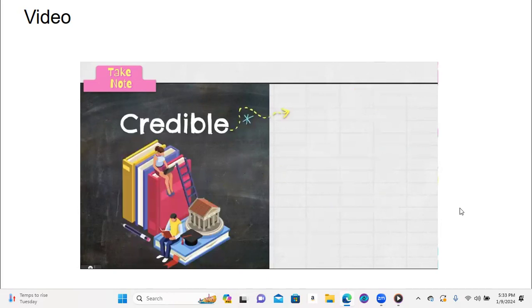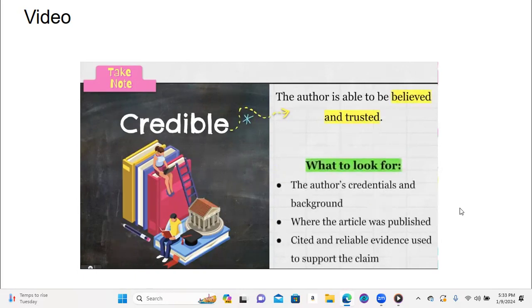Our final word that we need to look at is credible. We need to decide, is the author credible? Is the evidence that they're using credible? So what does that mean? It means that the author is able to be believed and trusted. So what we need to look for, we need to look at the author's credentials and their background, where the article was published, is it cited, and reliable evidence used to support the claim.